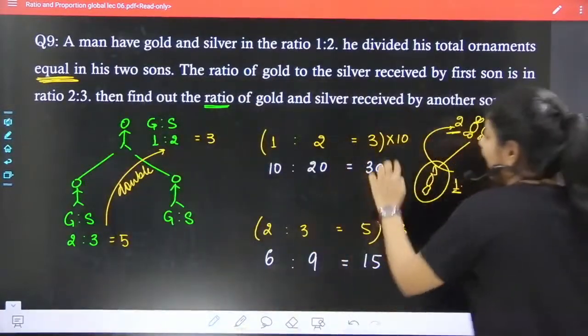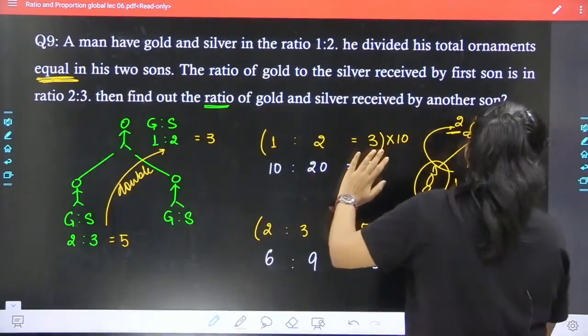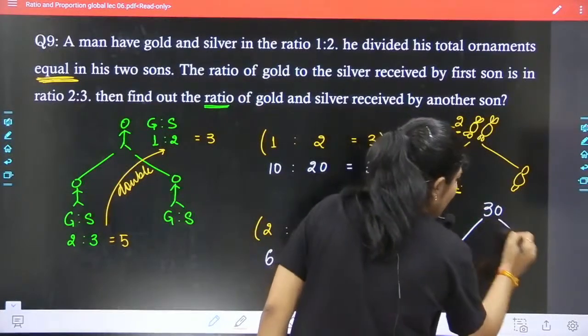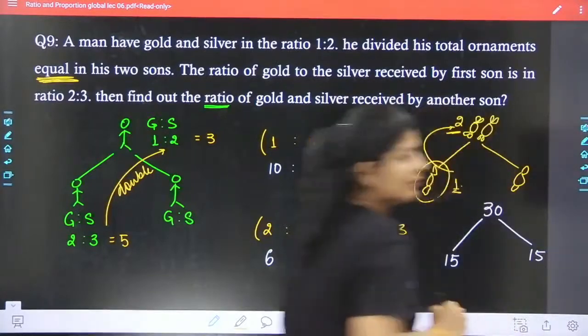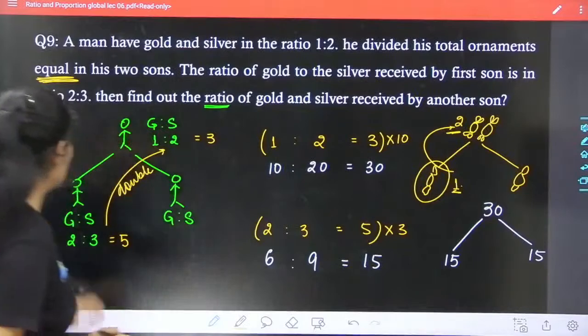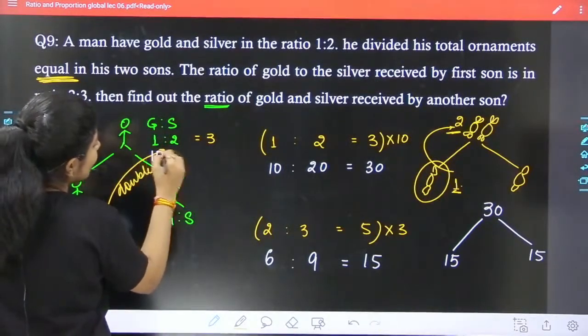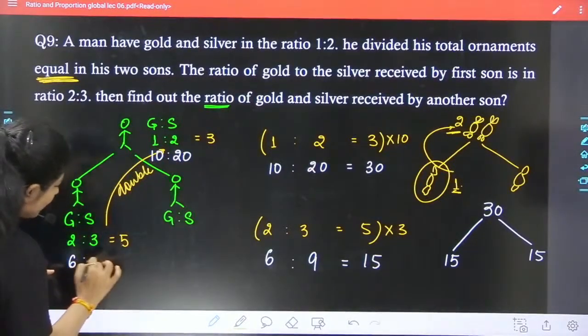A man having 30 kg of gold and silver mix, and what he has to divide? He has to divide this 30 kg in two equal parts. That means he can divide it as 15 and 15, right? Two equal parts. Now we can say our ratio will become 10:20, and this ratio will become 6:9.